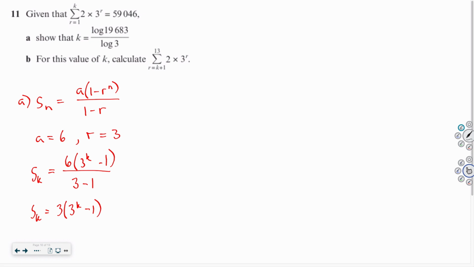Now we can say that that is equal to what we're told in the question, the summation here. So it's going to be 3 times 3 to the k minus 1 is equal to 59,046. So dividing both sides by 3, that's going to give us 19,682. And now what we want to do is just solve for k. So adding 1 to both sides, 3 to the k is equal to 19,683.